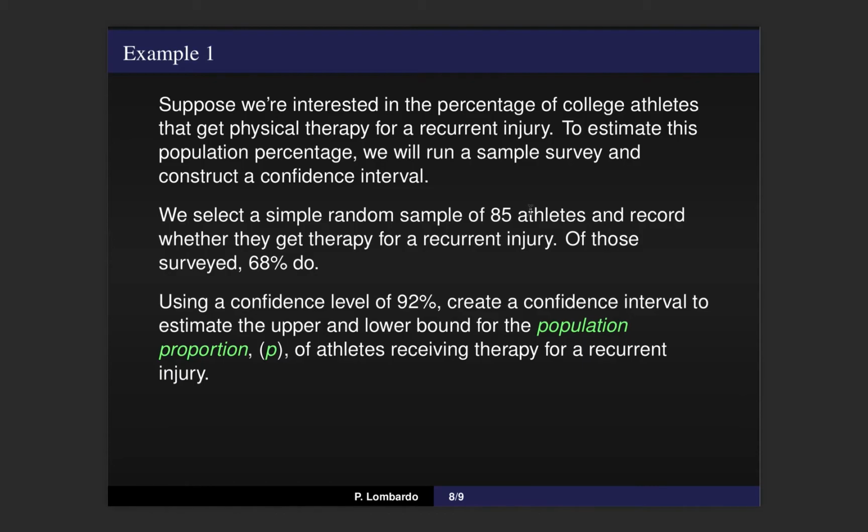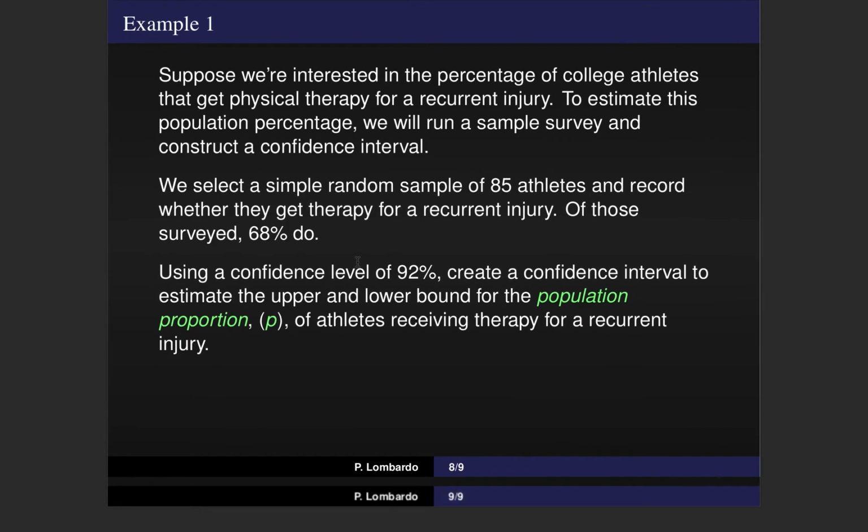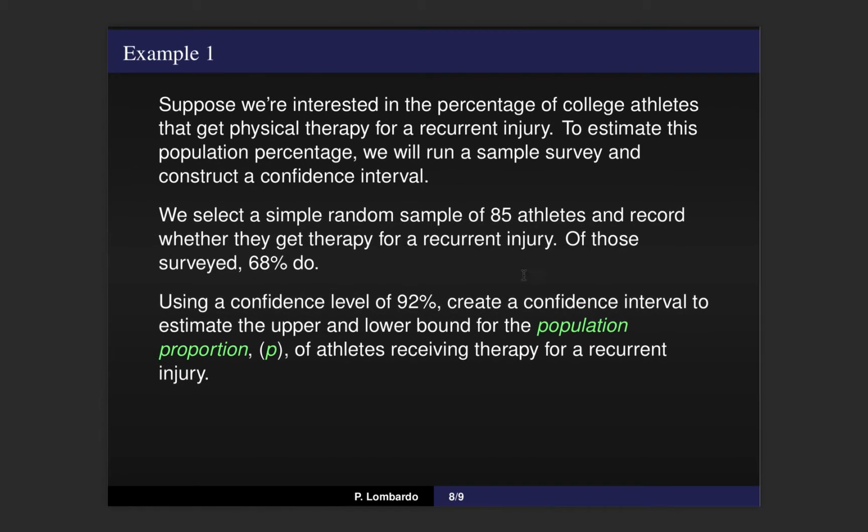Apparently, of those that we surveyed, 68% do get physical therapy for a recurrent injury. Using a confidence level of 92%, we want to create a confidence interval to estimate the upper and lower bound for the population proportion. Right, so we're doing a confidence interval for the population proportion of athletes receiving therapy.